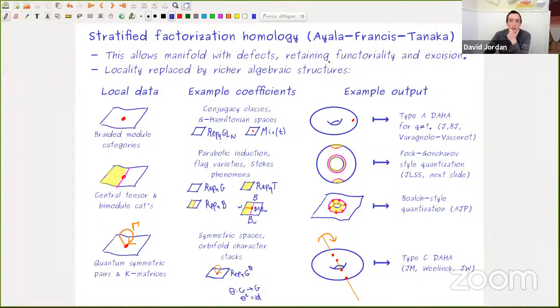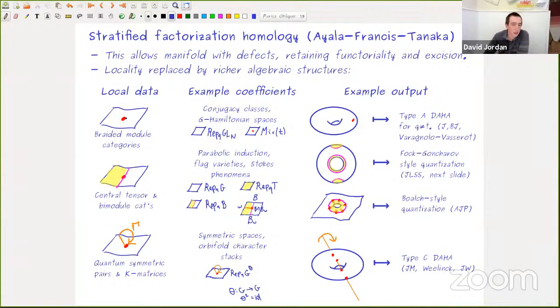So I want to mention also later work of Ayala and Francis together with Tanaka. Let's just consider stratified manifolds, again, of any dimension, but my interests are in dimension 2 and 3. With stratified factorization homology, you can now consider manifolds with defects, but you still get all of the package of functoriality and excision that we had before. And of course, the locality is replaced by richer structures.